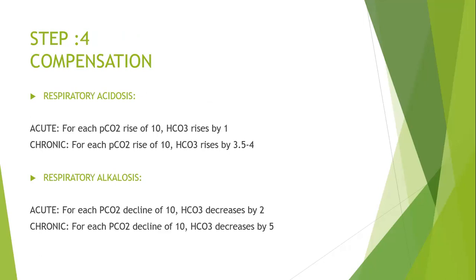So step 4 is to find out whether there is any compensation or not. Okay, in acute respiratory acidosis, since the kidneys do not get much time for compensation, for each PCO2 rise of 10, bicarb rises by 1 only. But in chronic respiratory acidosis, for each PCO2 rise of 10, bicarb rises by 3.5 to 4. And in acute respiratory alkalosis, for each PCO2 decline of 10, bicarb decreases by 2, and in chronic respiratory alkalosis, for each PCO2 decline of 10, bicarb decreases by 5.